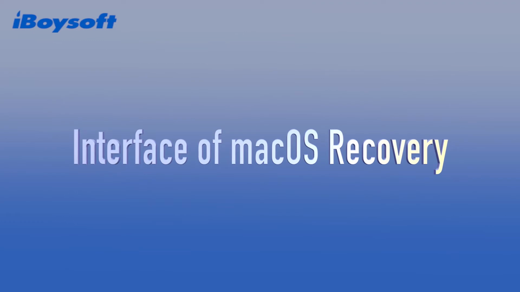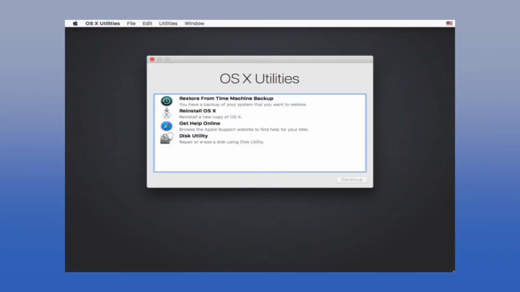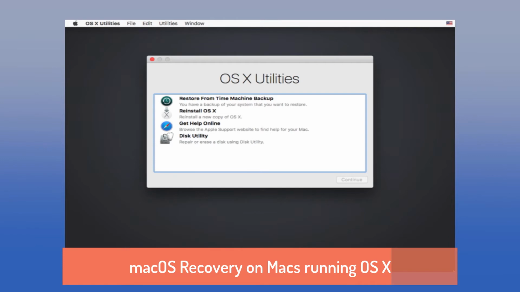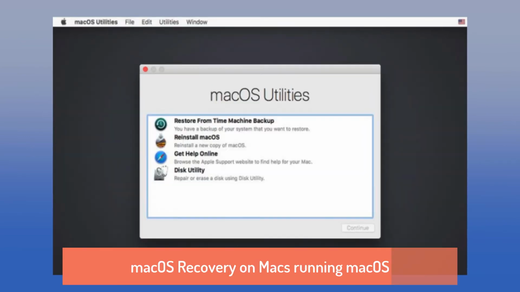What does macOS recovery look like? The recovery mode made a debut with OS X 10.7 in 2010. On Macs running macOS 10, it looked like this. After the name of macOS changed to macOS instead of OS X, the biggest change of recovery mode is that the main window is called macOS Utilities.